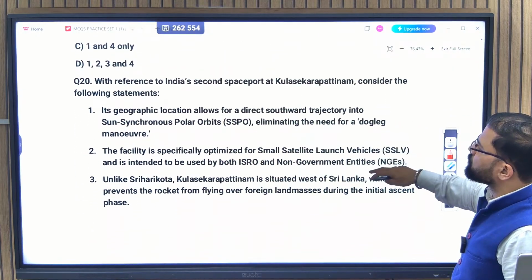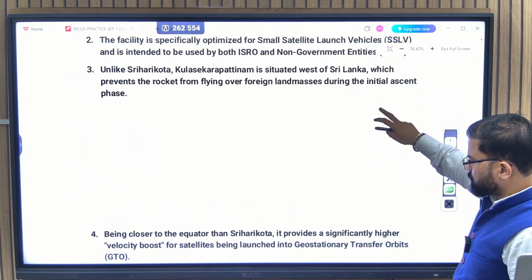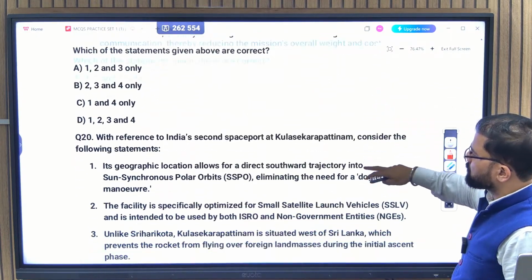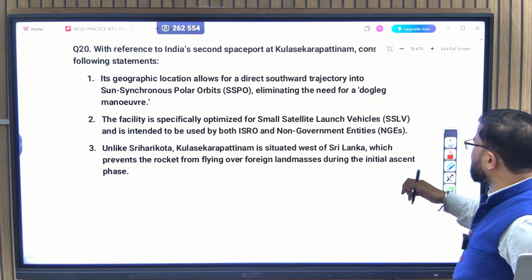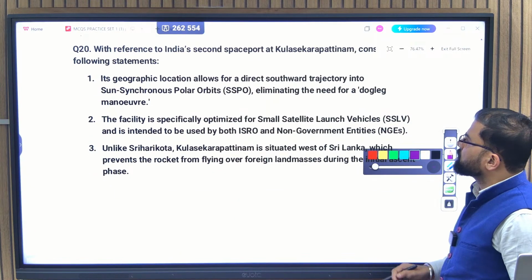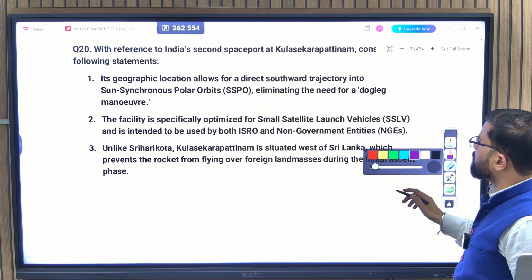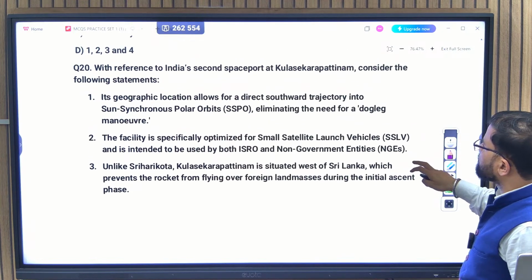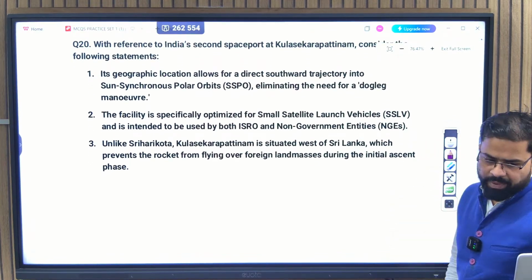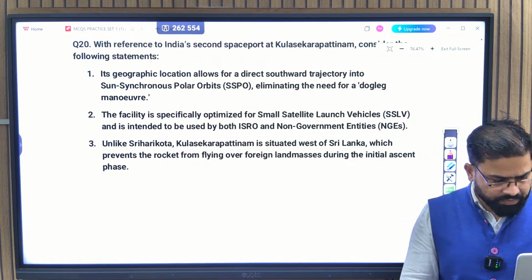Okay, question number 20, go through it. With reference to India's second spaceport at Kulasekharapatnam, consider the following statements. We have discussed Kulasekharapatnam, is it?